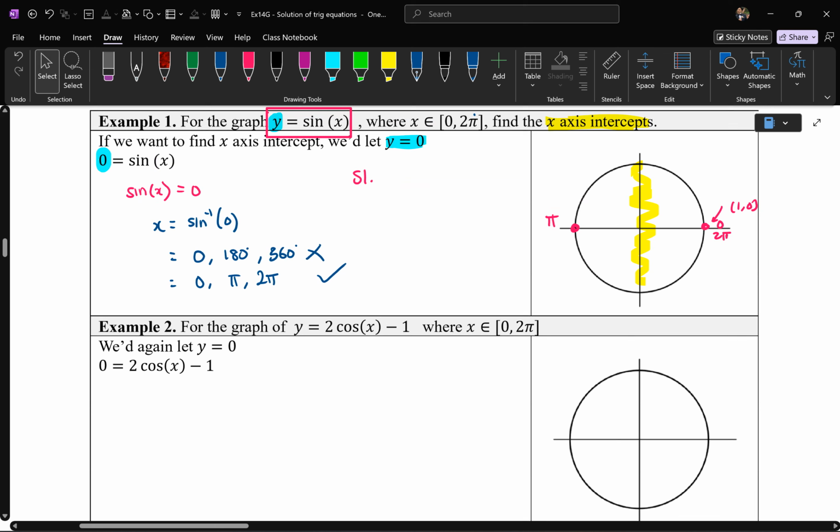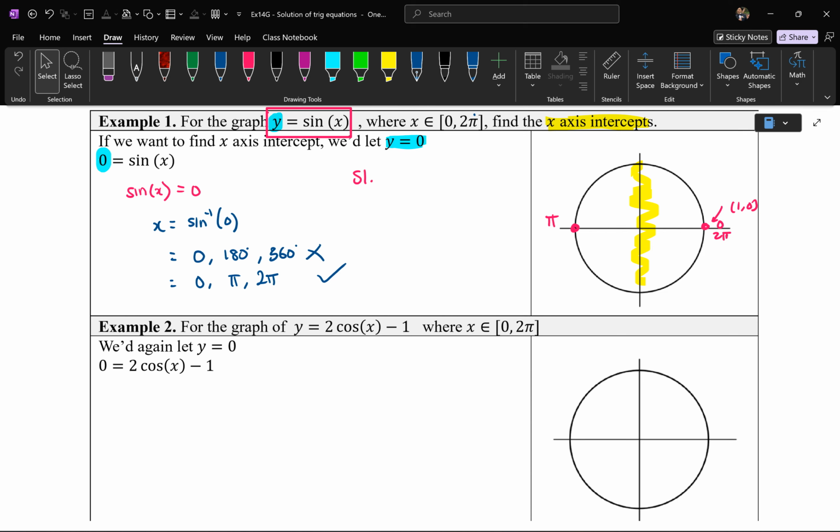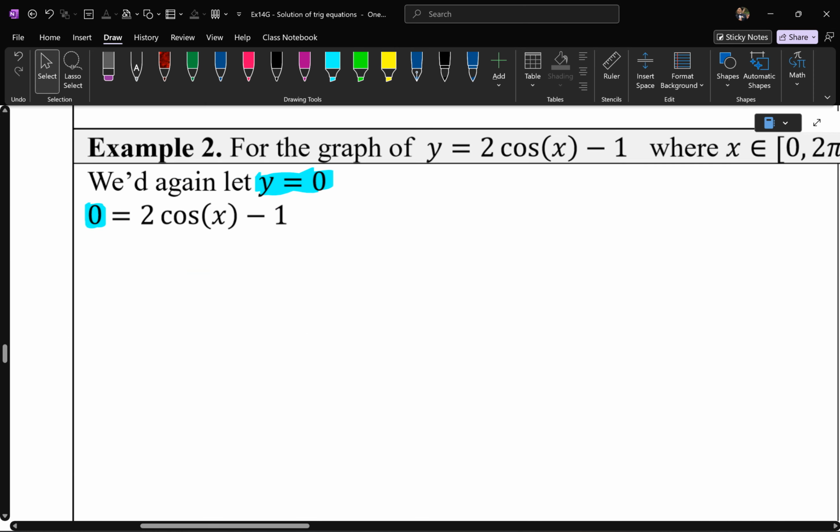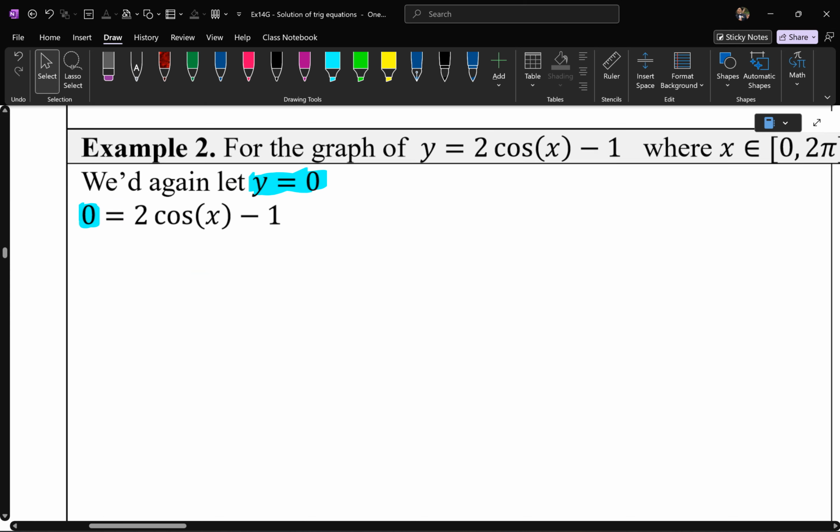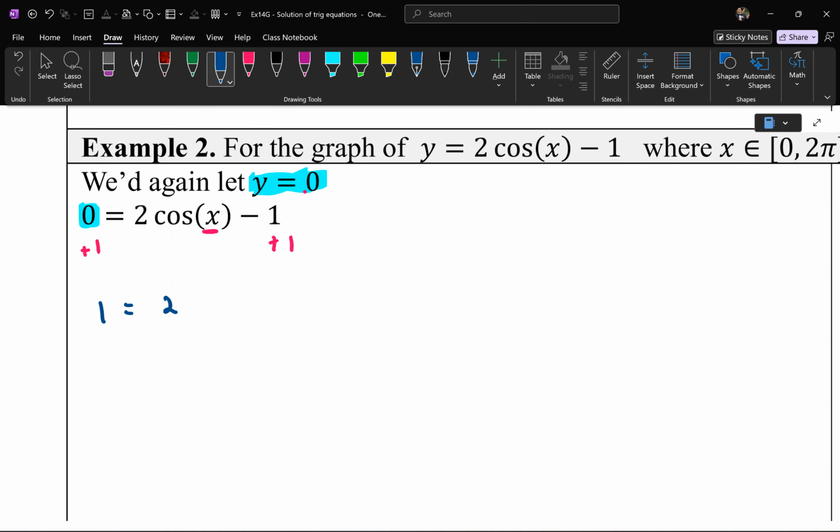Same idea. So this time we've got, for the graph y equals 2 cos x minus 1. Again, if I want to find the x-intercepts of this graph, I would let y equal 0. Now you'll see why it looks similar to the problem I did before. Here we go. Let's solve for x. Our goal is to solve for x. Add 1 on both sides. You get 1 is equal to 2 times cos of x. Divide both sides by 2. You get half is equal to cos of x.